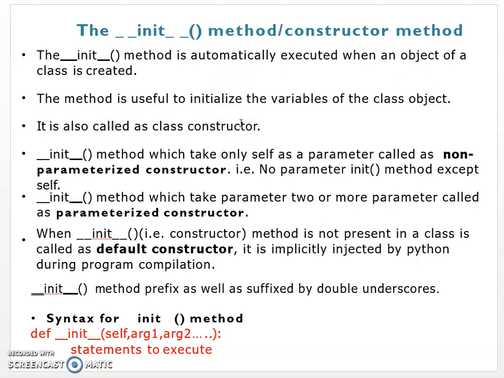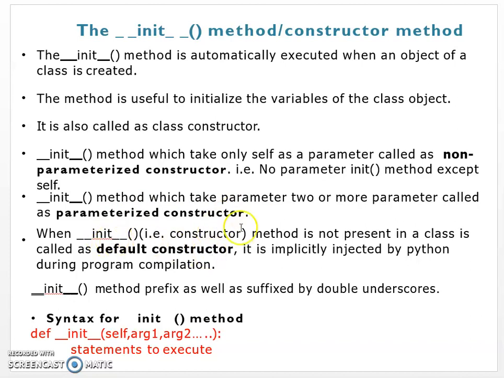There are three types of constructor. If we are passing only the self parameter in the init method, then that type of constructor is called a non-parameterized constructor, meaning we are not passing any parameter except self. And if we are passing one or more parameters along with the self object, then it is a parameterized constructor, meaning we are passing some parameters to the init method.